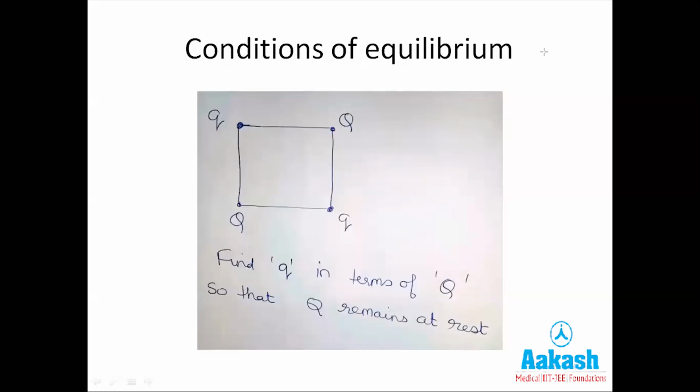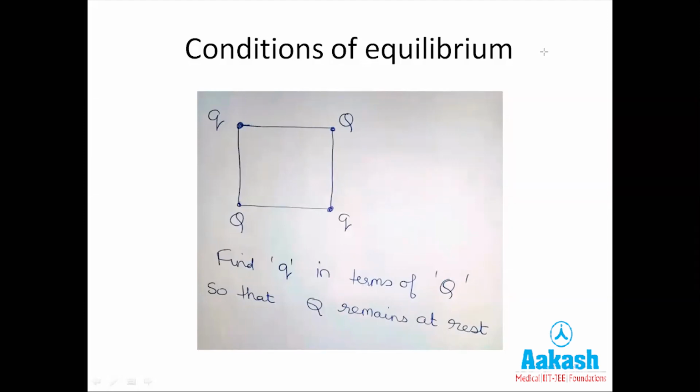This is one more question in which on the vertices of a square, 4 charges are arranged. On the diagonally opposite sides, we have placed 2 capital Qs, and on the other diagonally opposite sides, we have placed 2 small q's. They have neither given the sign of capital Q nor the sign of small q. The question says find small q in terms of capital Q so that capital Q remains at rest.